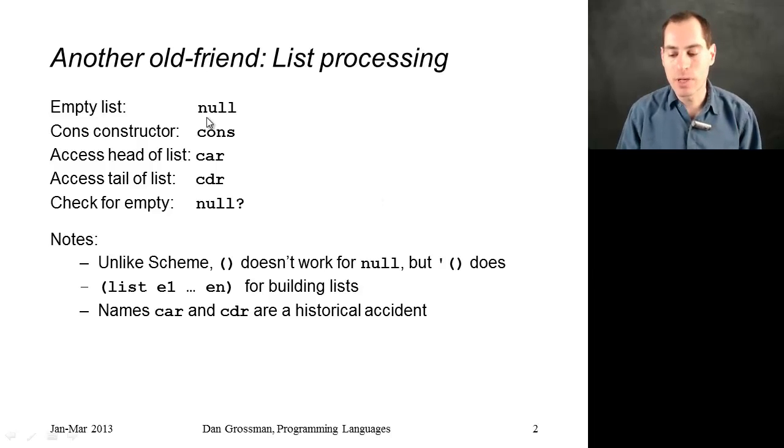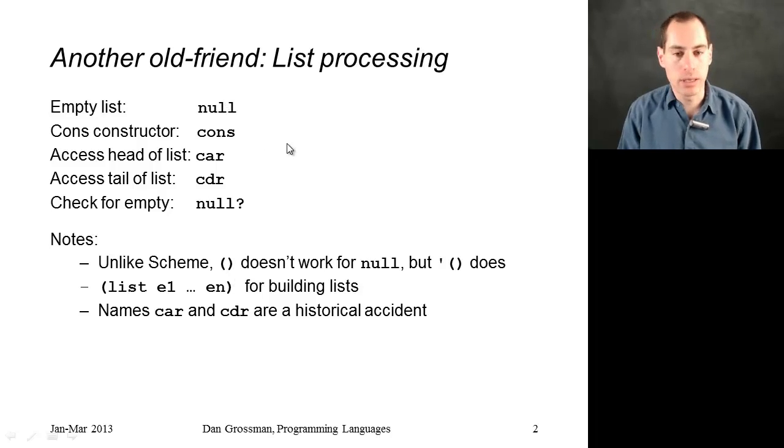The way we write the empty list is with the word null. In ML, we would have written bracket, bracket. The empty list, we write null. It's fine. By the way, if you have seen Scheme, this is different. In Scheme, you often wrote it parenthesis, parenthesis. That will not work in Racket. We will use null to write the empty list.